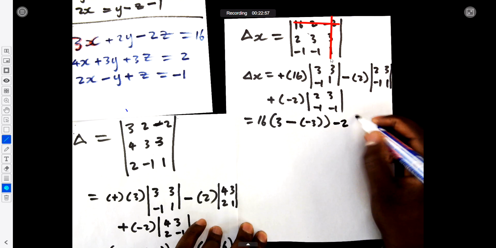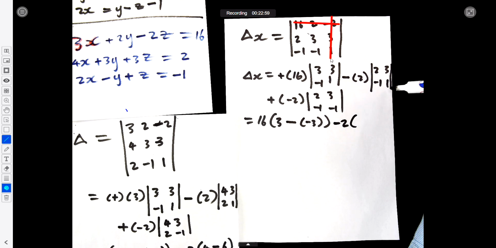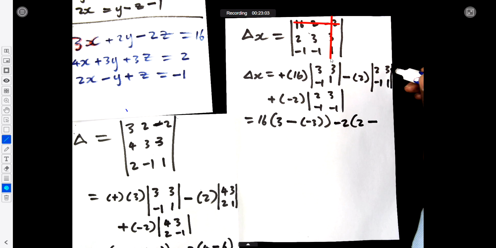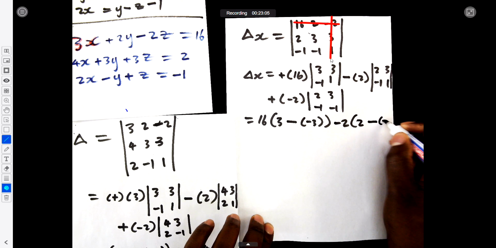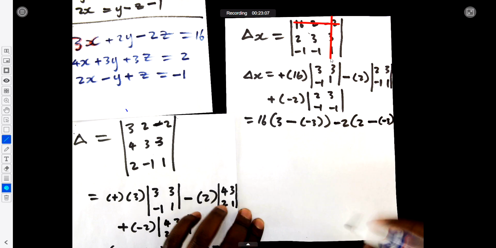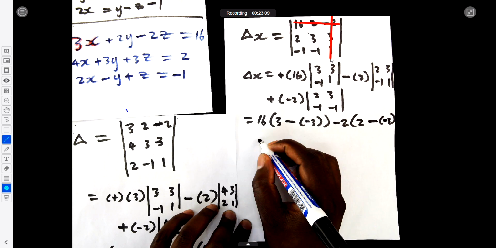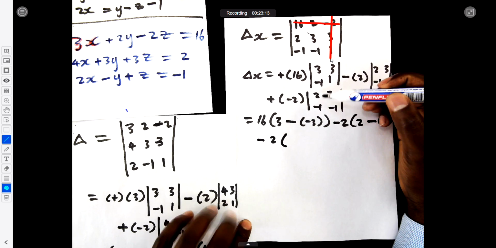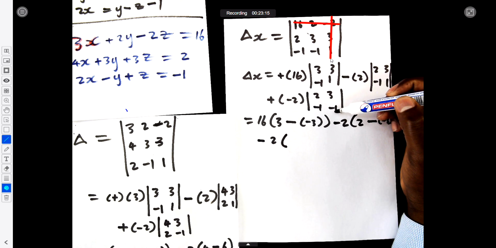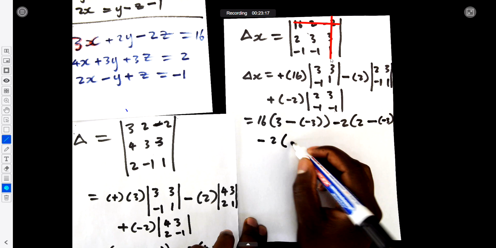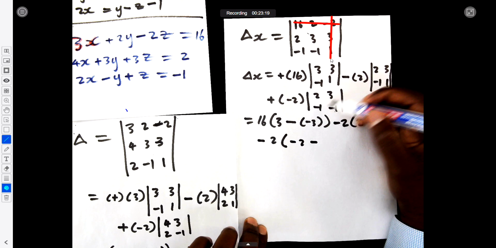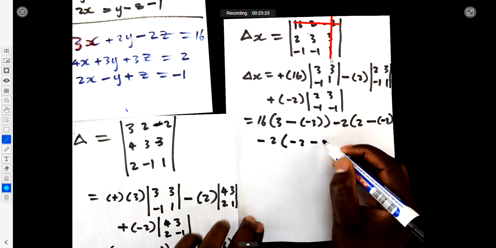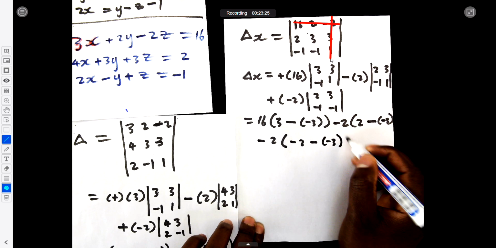Then you'll have minus 2. Then 2 times 1. So I have 2 minus negative 1 times 3. So negative 3, close shop. Therefore, minus 2 in the last term here. So 2 times negative 1. So it's negative 2 minus negative 1 times 3. So I have negative 3. Close shop.